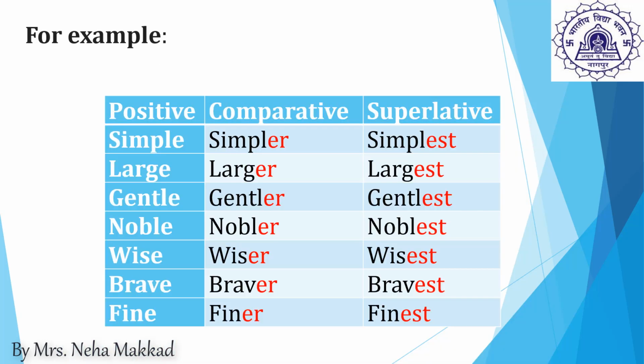We will see a few more examples, children. Like for example, the adjective simple is in the positive degree, it becomes simpler in the comparative degree and becomes simplest in the superlative degree. I've highlighted the words that you are attaching. As you can see, children: large, larger, largest; gentle, gentler, gentlest; noble, nobler, noblest; wise, wiser, wisest; brave, braver, bravest; fine, finer, finest.